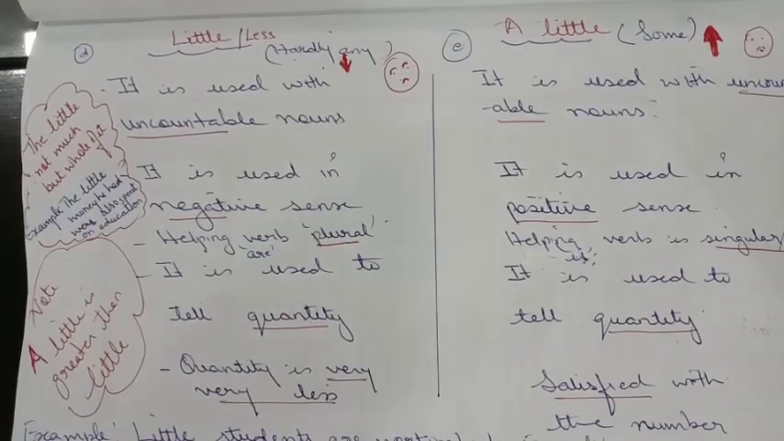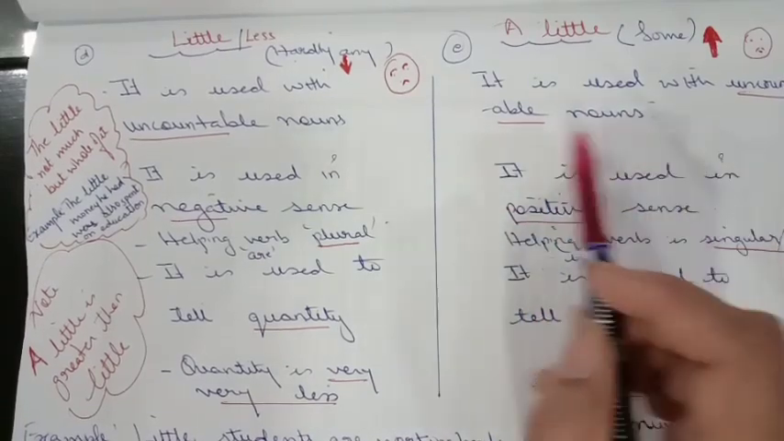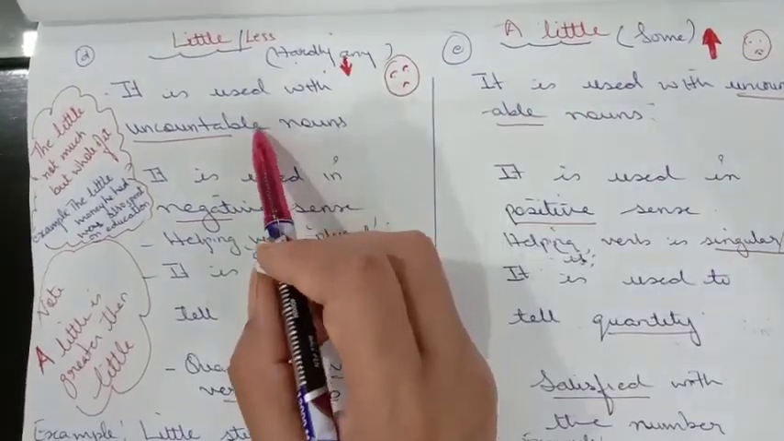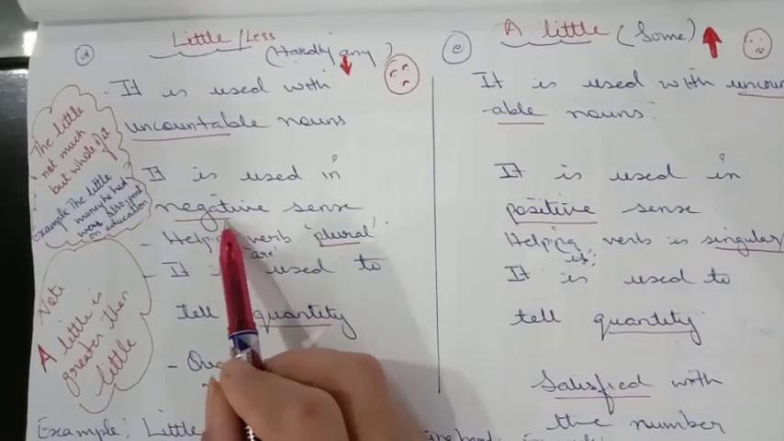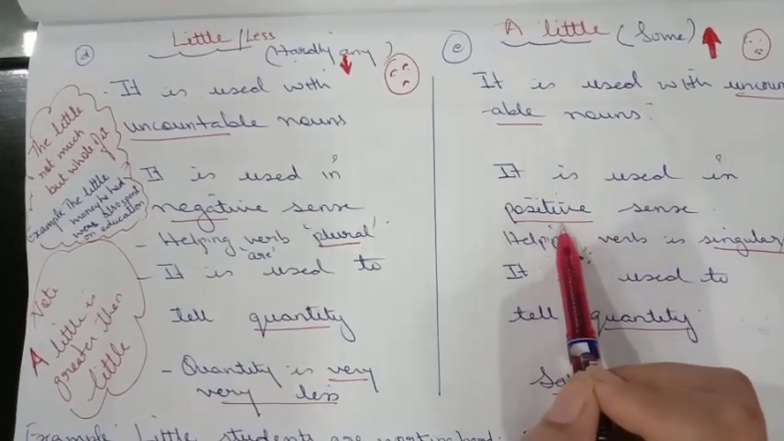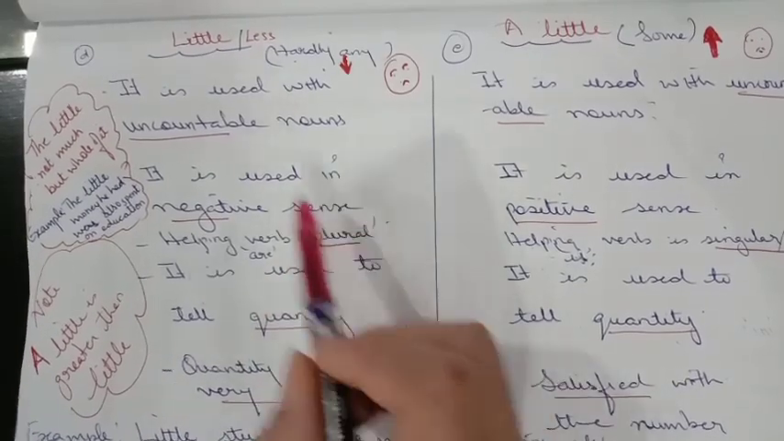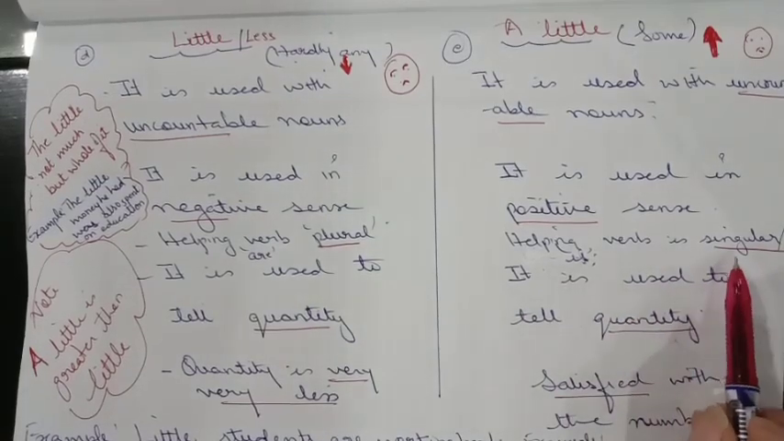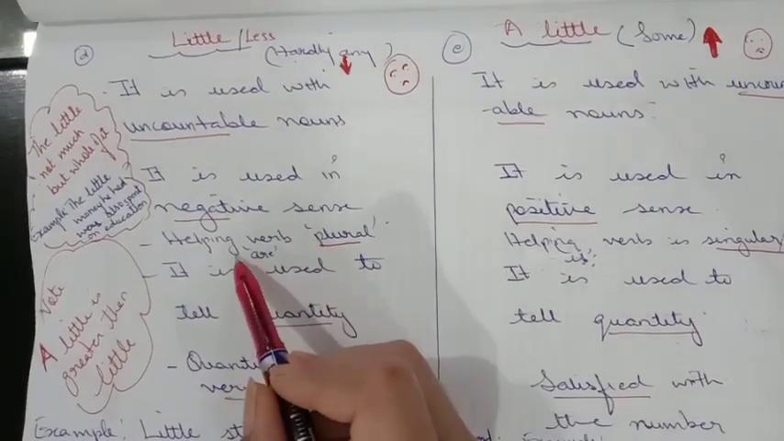Next quantifier is little and a little. Little means less and a little means some. Right? When you hardly have any. So little is used with uncountable nouns and a little is also used with uncountable nouns. So this is the similarity between both of them. Both are used with uncountable nouns. Little is used in negative sense and a little is used in positive sense. Helping verb is plural in little, but in a little the helping verb is singular. You use a singular helping verb in a little and a plural helping verb in little.